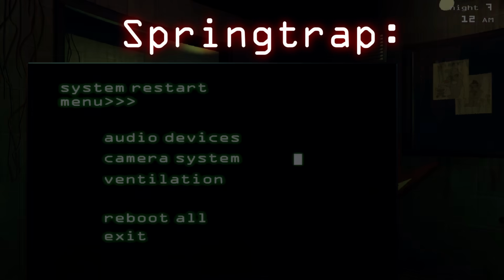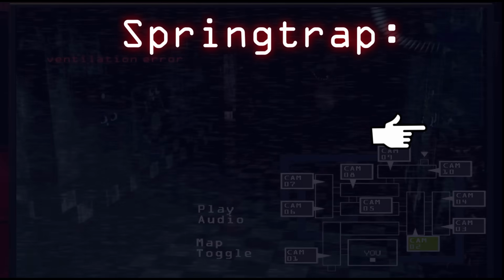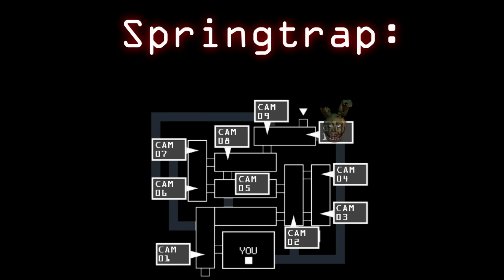Basically, if there is a ventilation error, it will show a fake Springtrap in the camera you're viewing, where the real Springtrap isn't. It will randomly choose from any camera, so it's possible to encounter multiple hallucinations anywhere. It will stop occurring once the ventilation error is over.